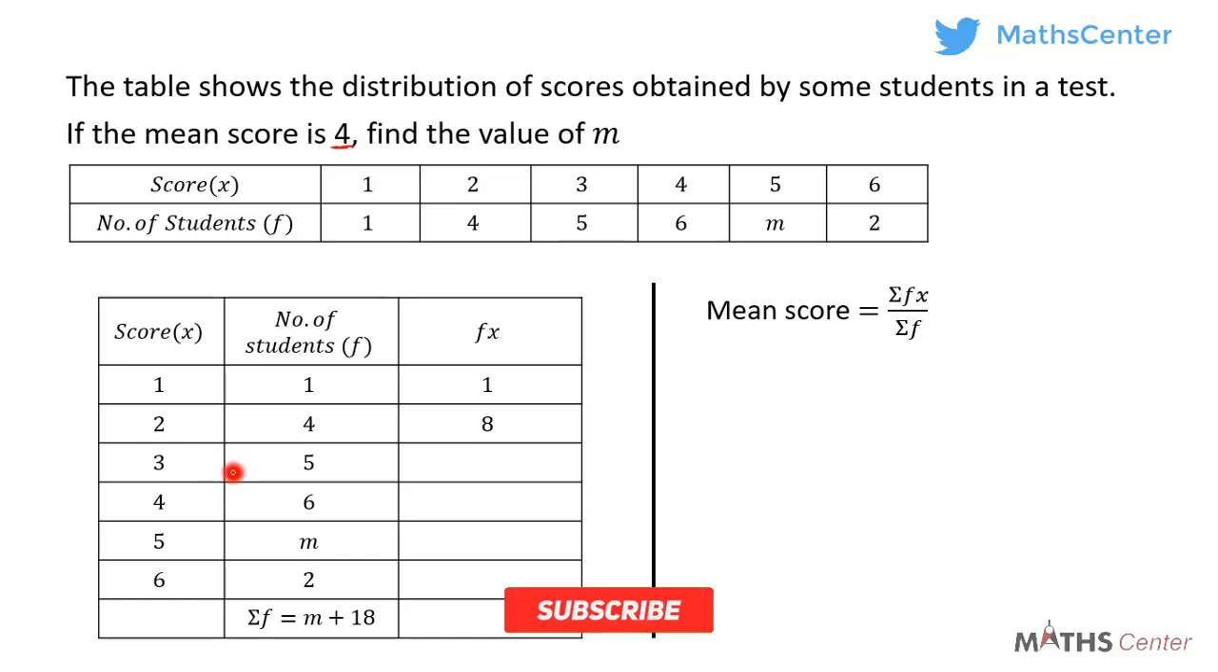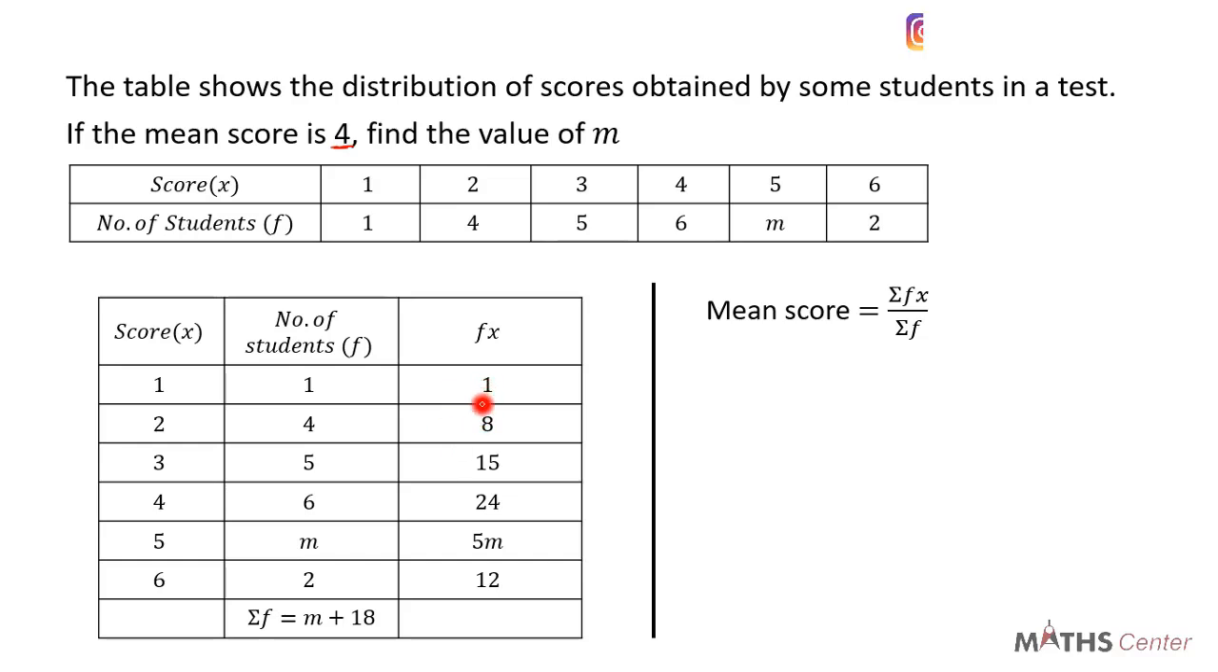The next one is 3 times 5, which is 15. The next one is 4 times 6, which is 24. The next one is 5 times m, which is 5m. And the last one is 6 times 2, which is 12. We want sigma fx, that is the sum of fx. So we will add these values. When we add them, we are going to have 5m plus 60. So the sum of fx is equal to 5m plus 60.